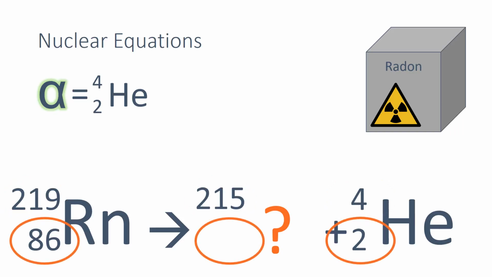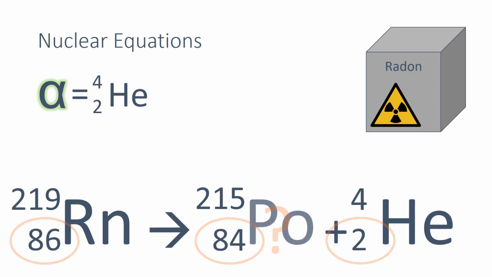The numbers along the bottom represent the total number of protons, and again both sides of the equation should balance. Therefore, the new isotope formed will have 84 protons. As the number of protons has changed, we now have a new element, and looking this up on the periodic table, you can see that this is polonium.